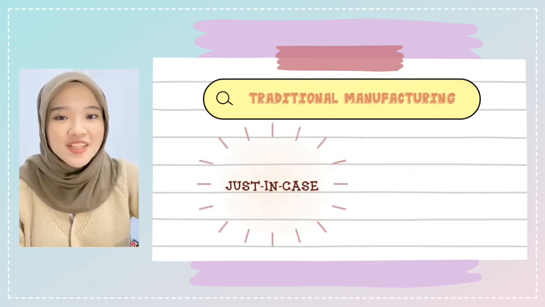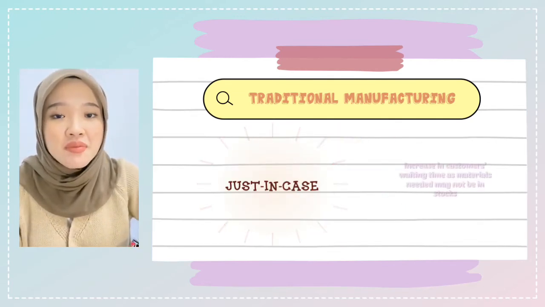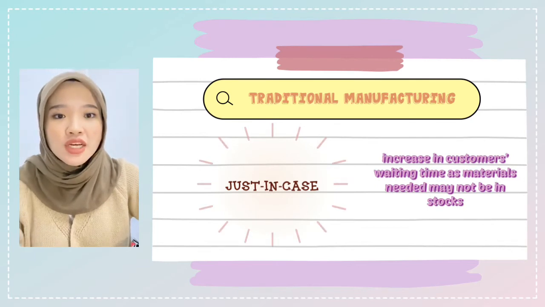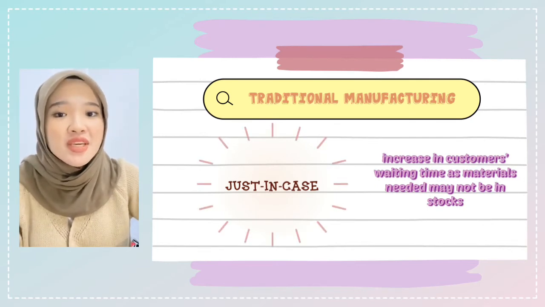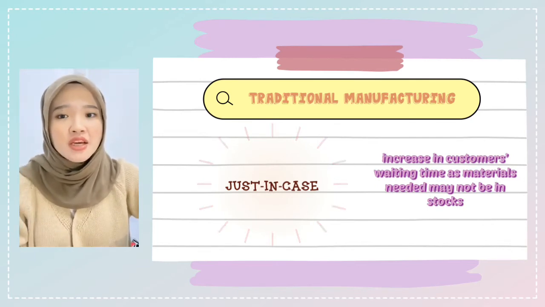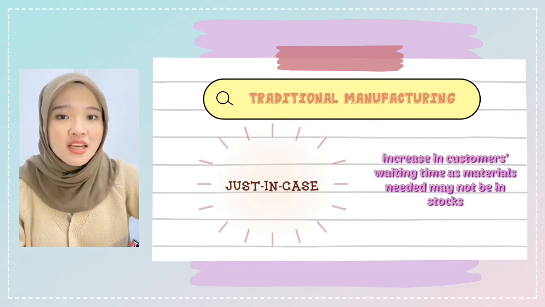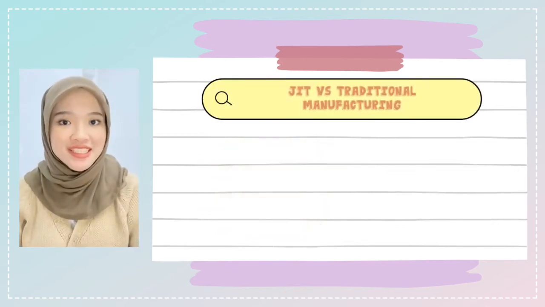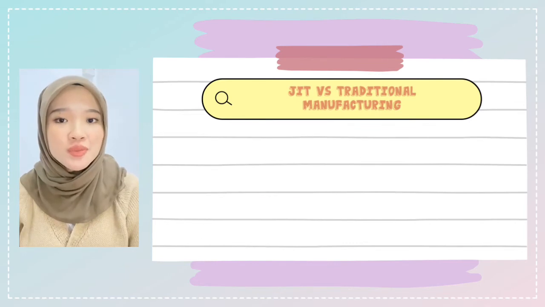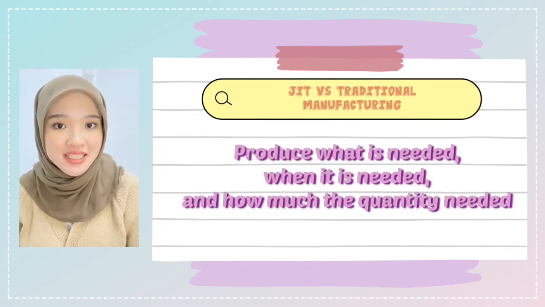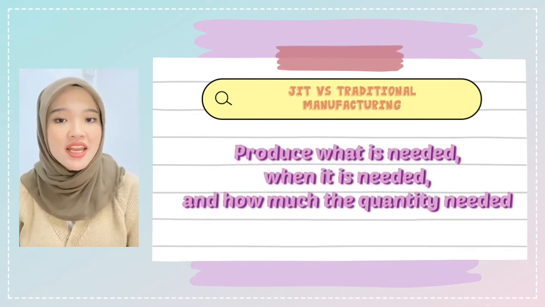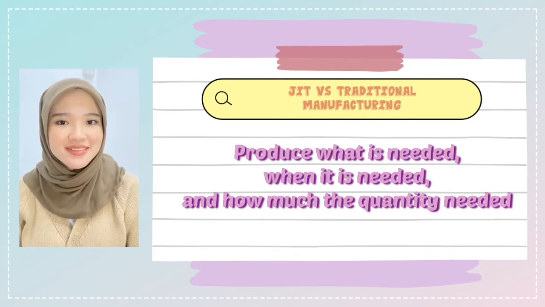Furthermore, in traditional manufacturing, customers may have to wait longer for the product to be manufactured. This is because the materials needed may not be in the organization's current stock. In comparison, for just-in-time manufacturing, we just need to produce based on what is needed, when it is needed, and how much quantity is needed.